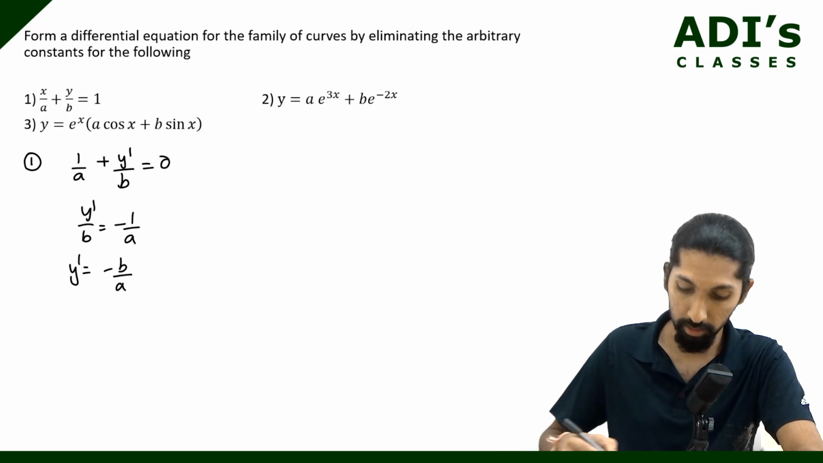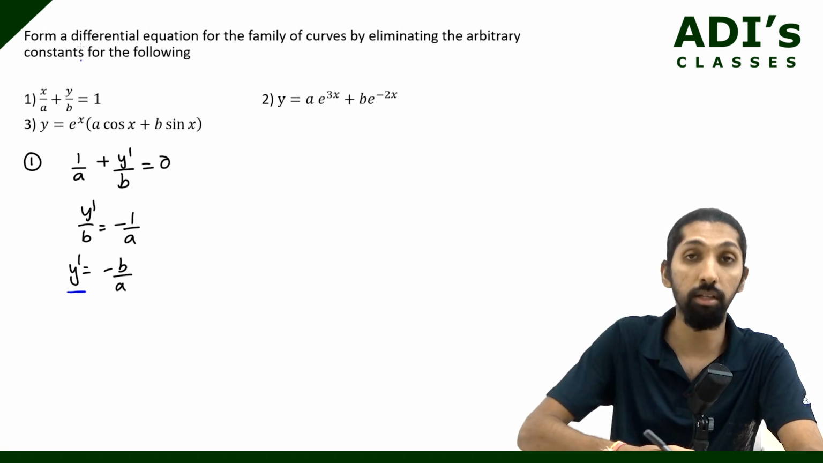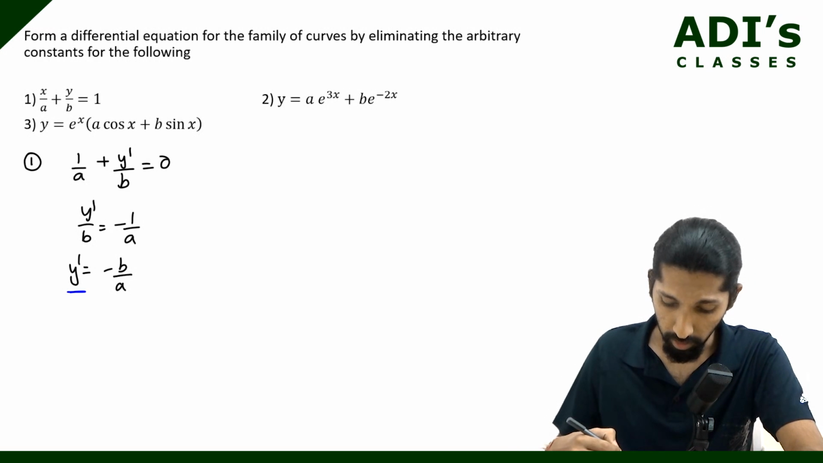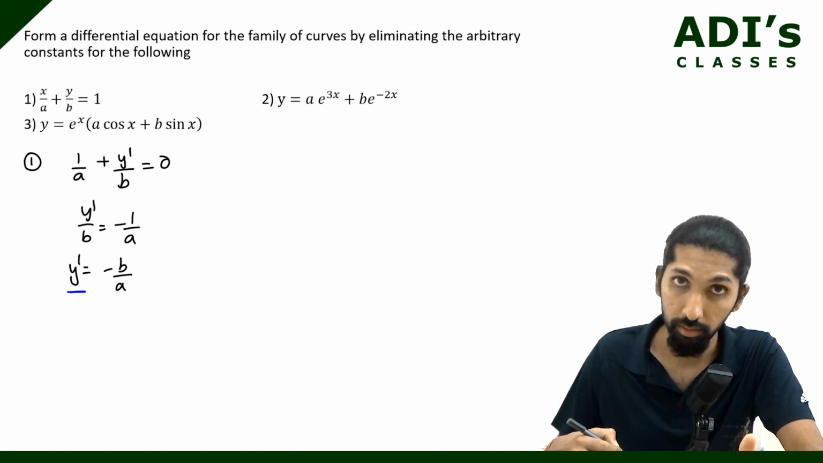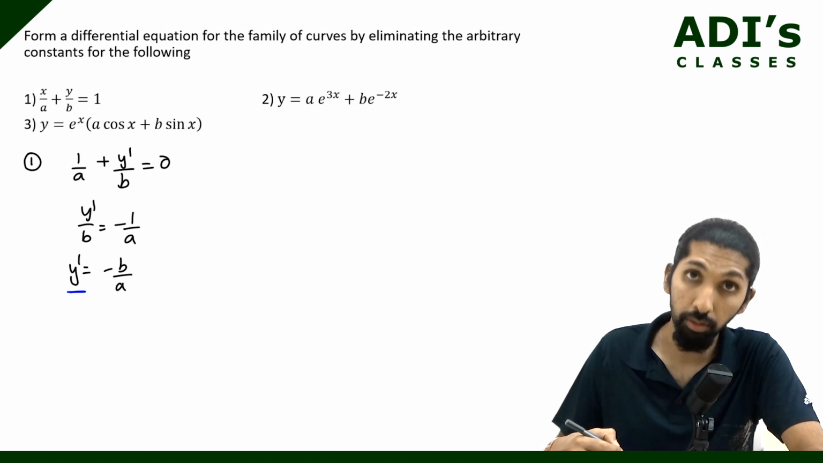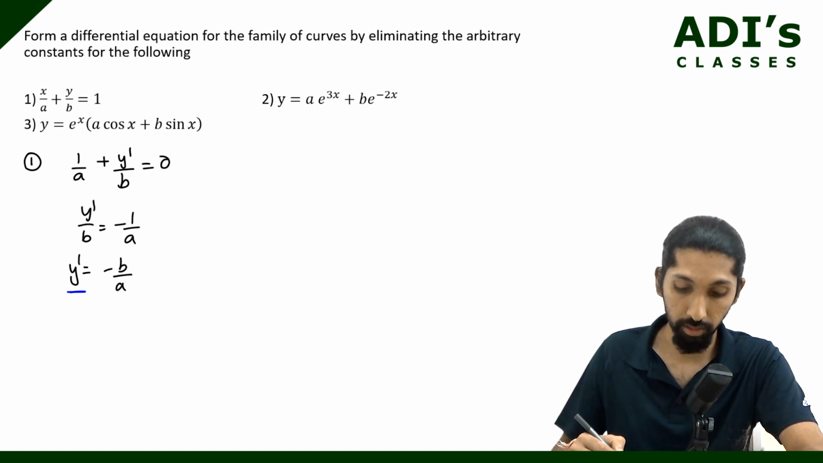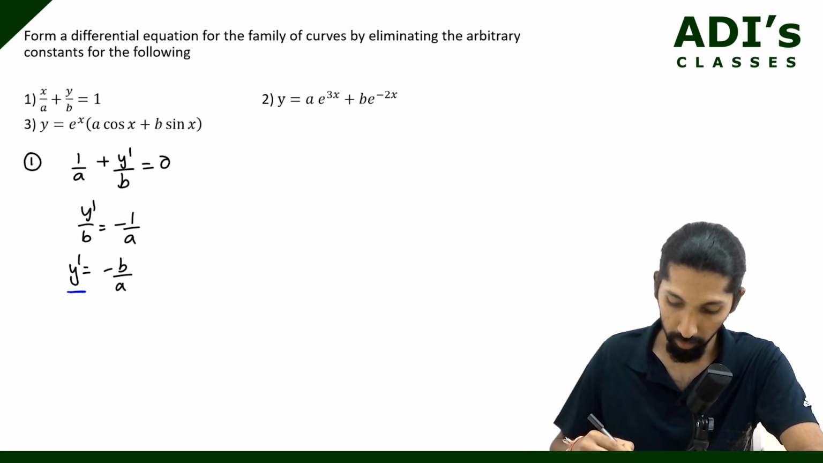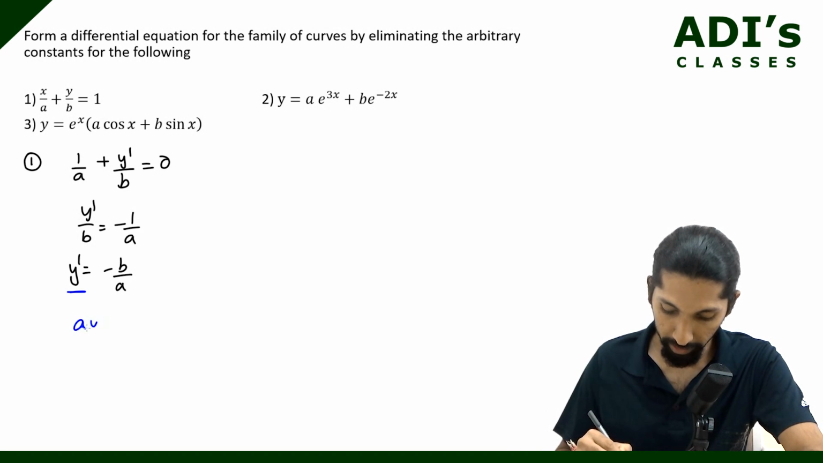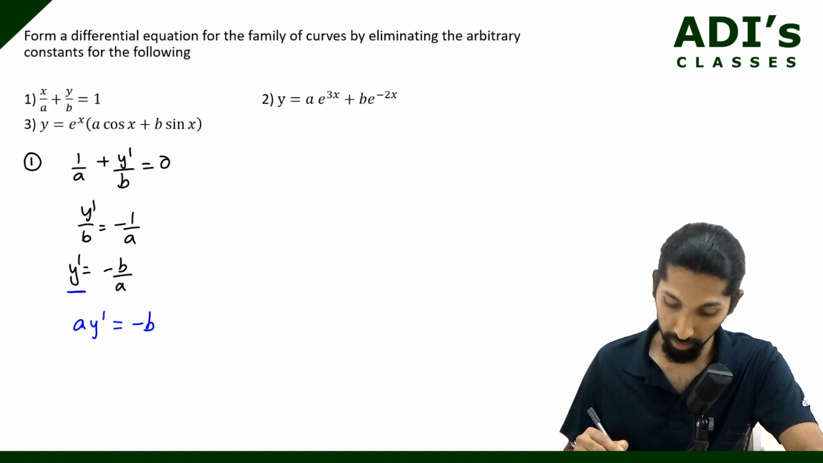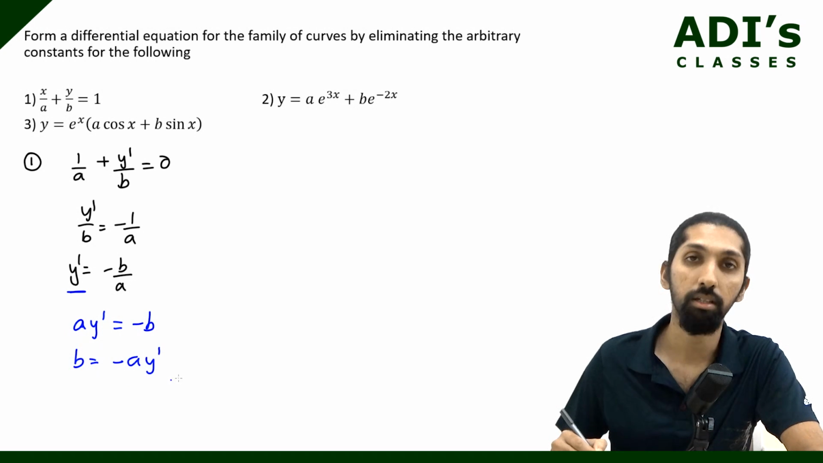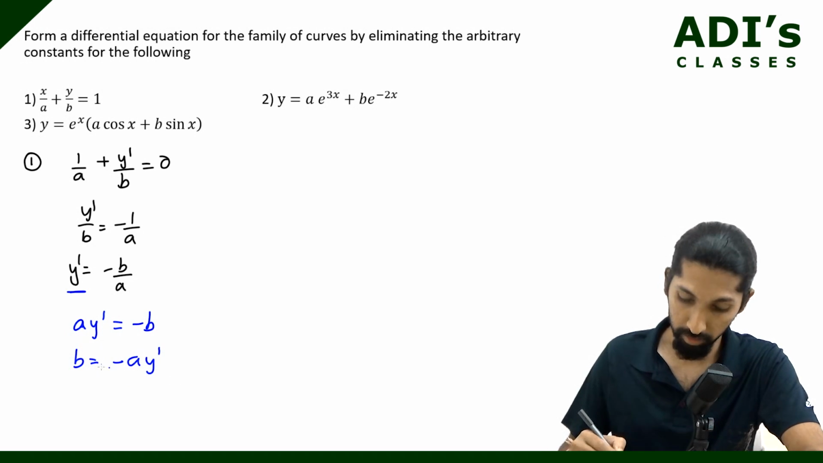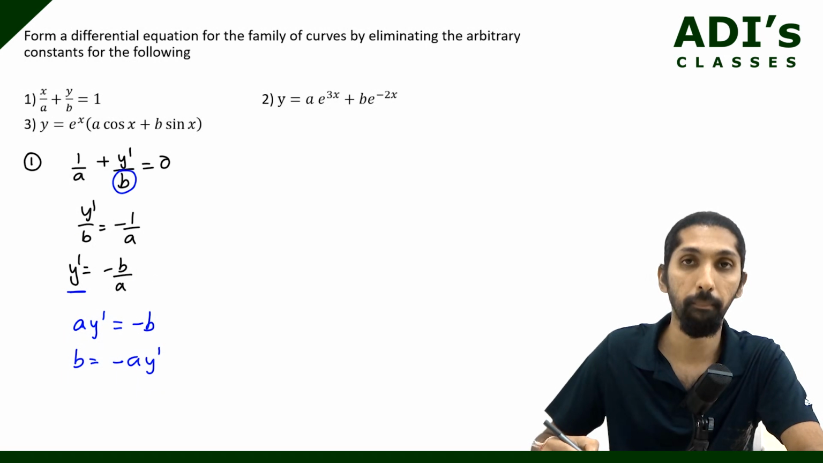We are going to take this and substitute in the particular equation. But then we don't have a y', right? What we can do is substitute in terms of A or in terms of B. See here, A into y' is minus B, right? Or you can say that B is equal to minus A into y', correct? Now substitute this in terms of B.